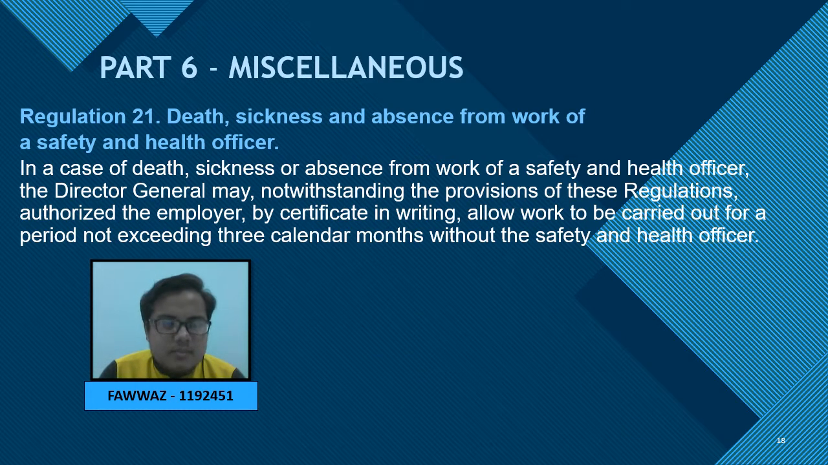We have come to the last part of this regulation, which is part 6, miscellaneous. The Regulation 21, death, sickness and absence from work of a safety and health officer. In the case of death, sickness or absence from work of a safety and health officer, the Director General may, notwithstanding the provisions of these regulations, authorize the employer by certificate in writing, to allow work to be carried out for a period not exceeding 3 calendar months without the safety and health officer.